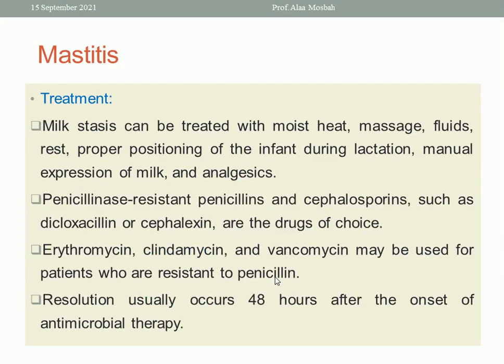How to treat mastitis? Using moist heat, massage, fluids, rest, proper positioning of the infant during lactation, manual expression of milk, and analgesics. Give antibiotics: penicillinase-resistant penicillin, or cephalosporin, or you can use dicloxacillin or cephalexin.